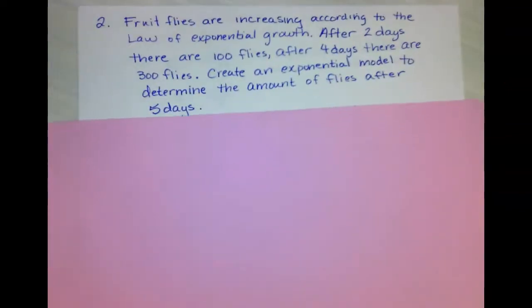All right, so the one we're looking at now is number 2. It's the fruit flies. They're increasing according to the law of exponential growth. After 2 days, there are 100 flies. After 4 days, there are 300 flies. Create an exponential model to determine the amount of flies after 5 days.